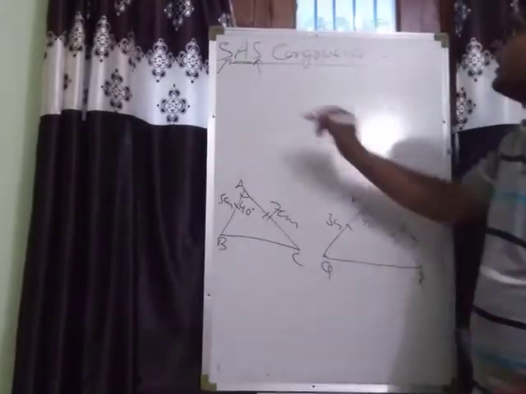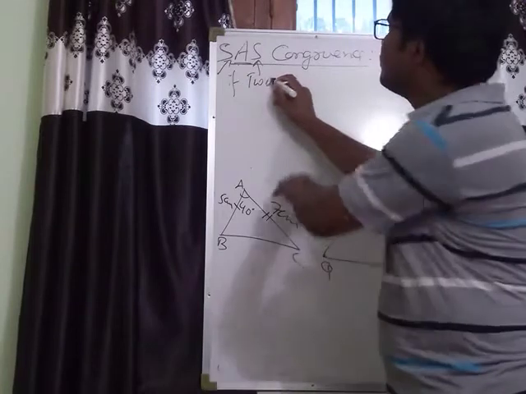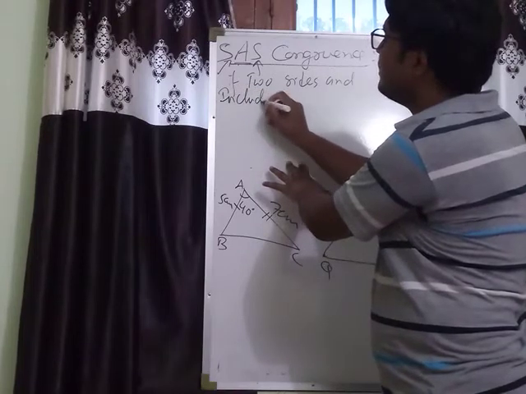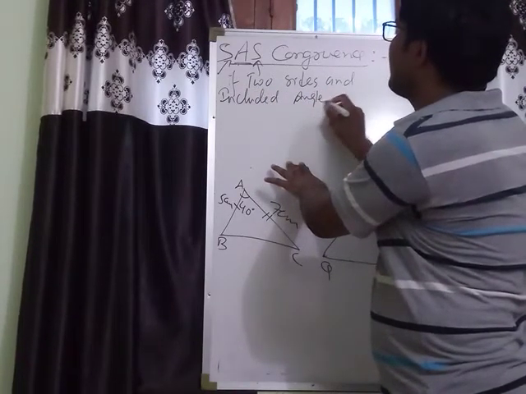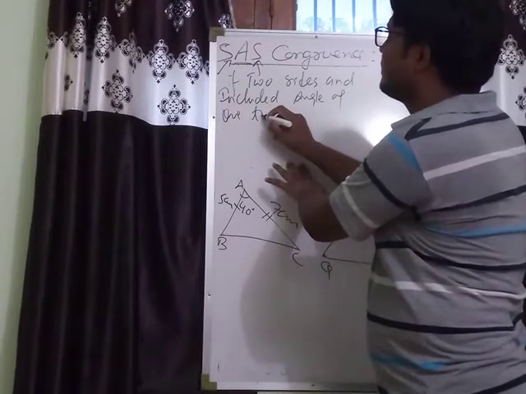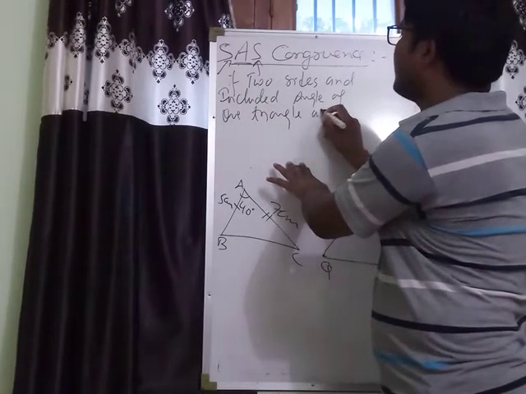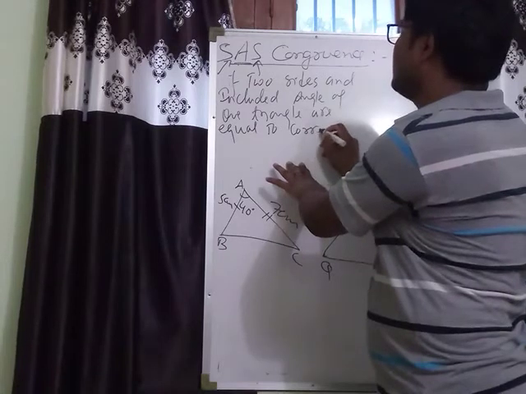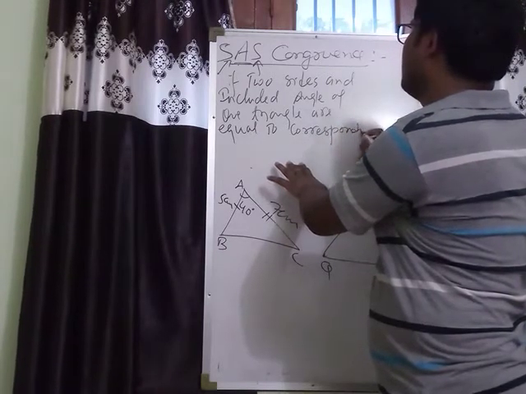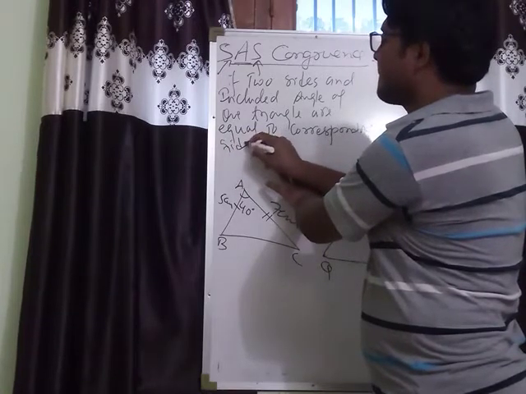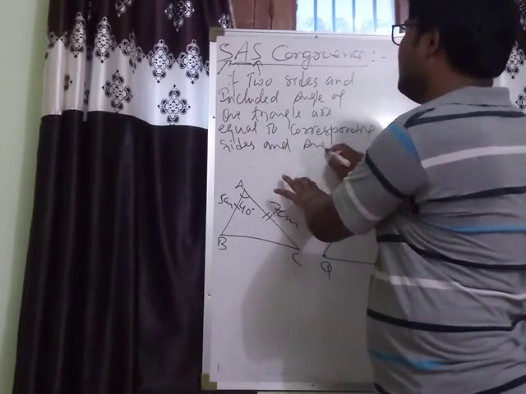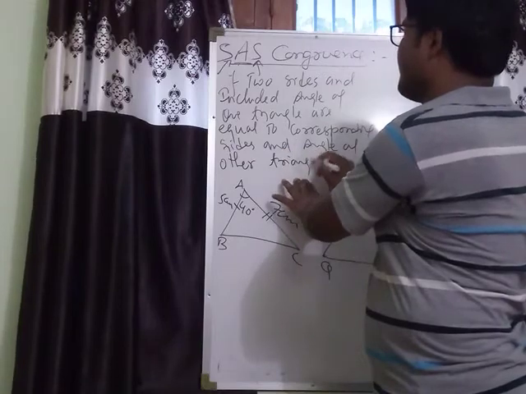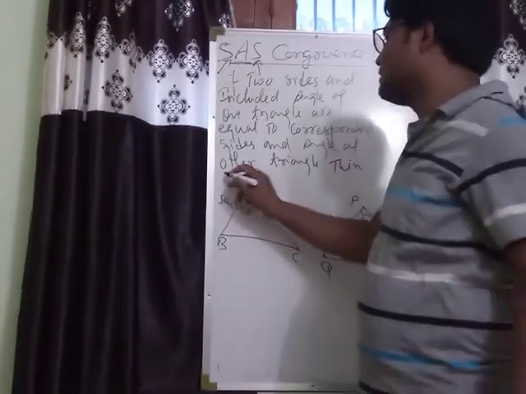So that is the congruency rule. If two sides and included angle of one triangle are equal to the corresponding sides and angle of another triangle, then the triangles are congruent.